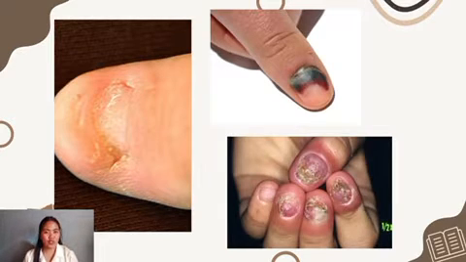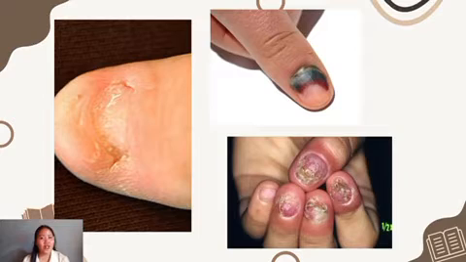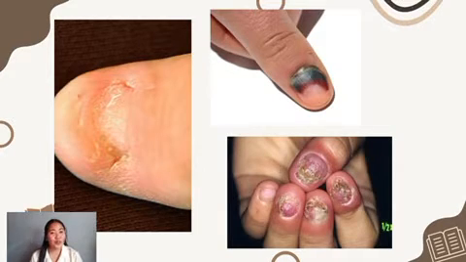So based on the picture, what do you think will be our lesson for today? Yes, very good. So our topic for today is all about the nail diseases and disorders and the causes and prevention for it. So class, what do you know about this topic? Anyone?